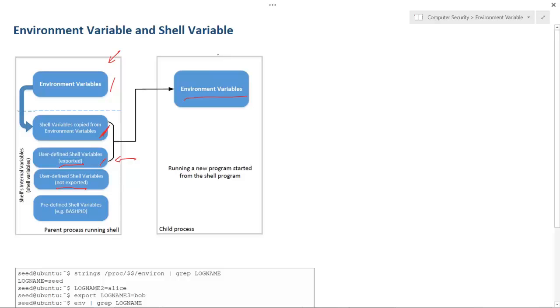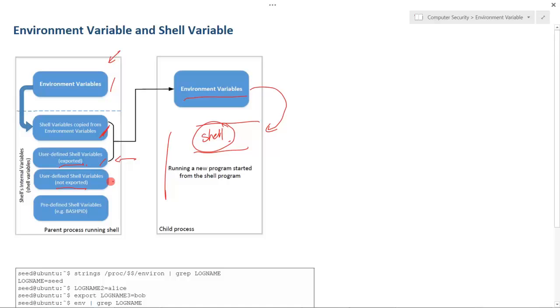If the child is a shell, it will do the same thing: this whole set will be copied into shell variables. Note that the new process doesn't necessarily run a shell program, but if it does, then all these environment variables will be copied into the shell variables. Whatever you exported here becomes a shell variable in this new process. That's how these things work. They have the same value and the same name, so you can get confused, but that's exactly what happens.